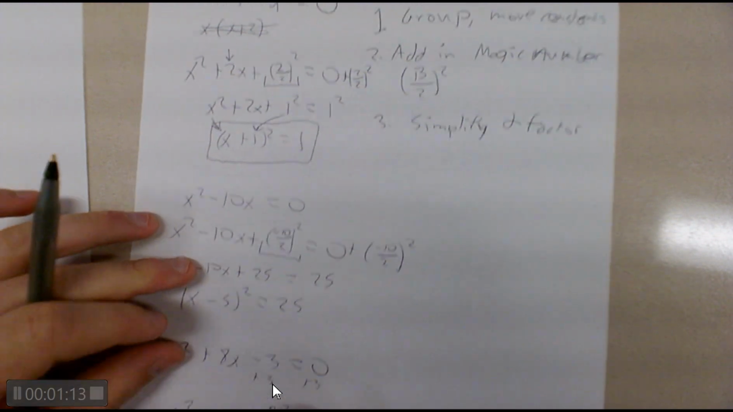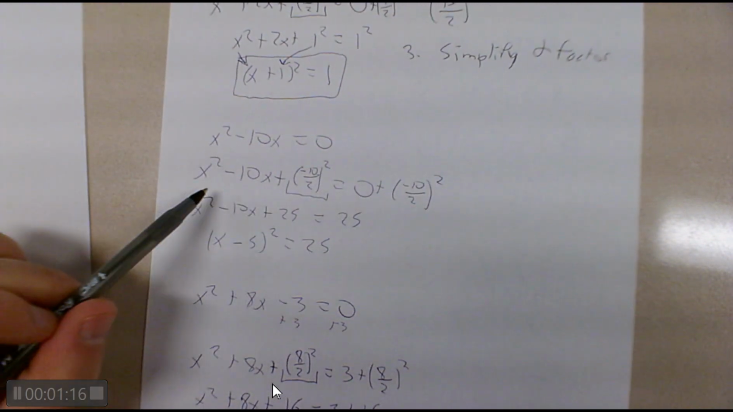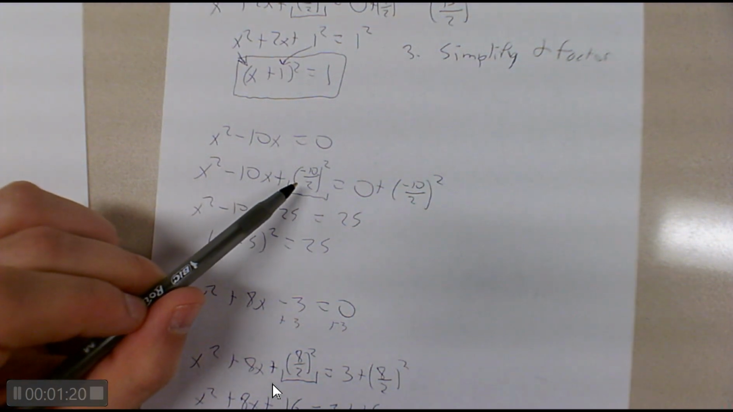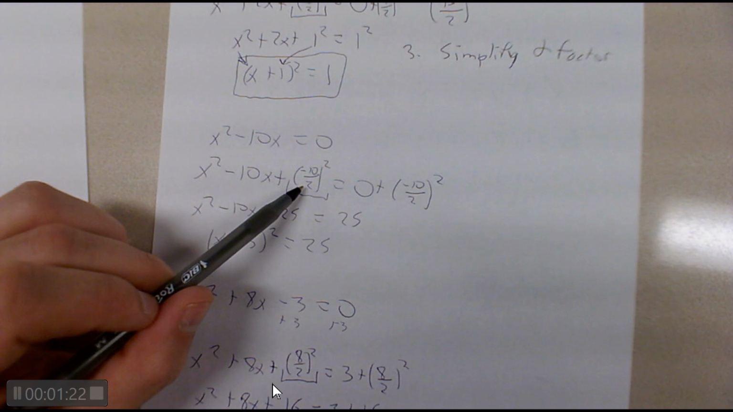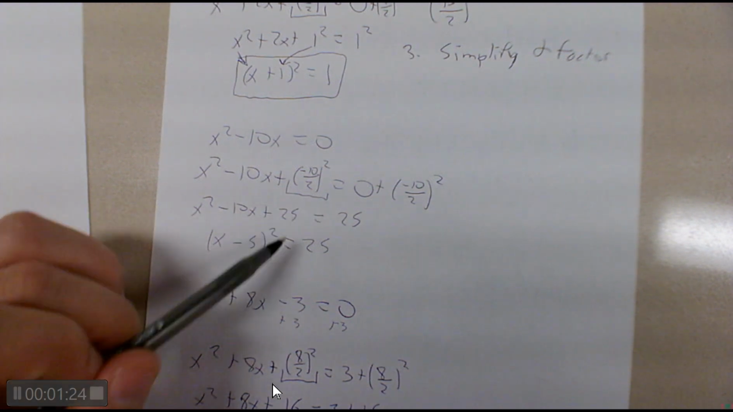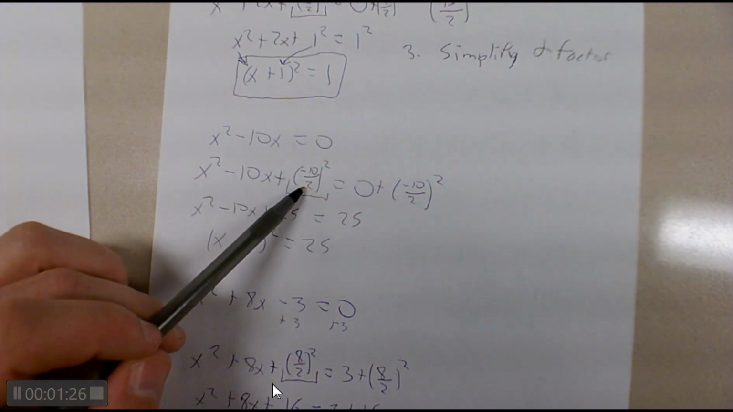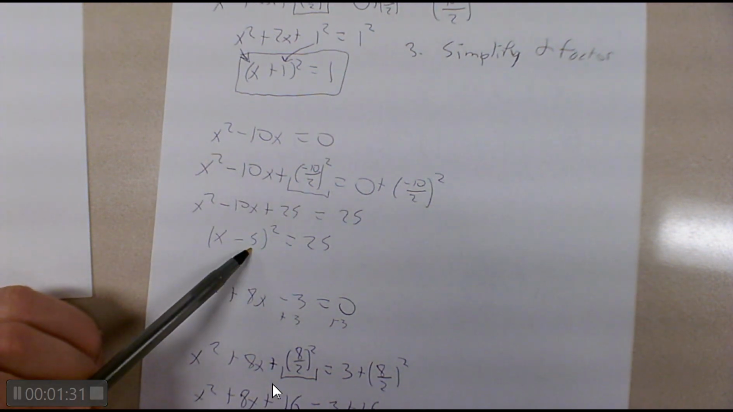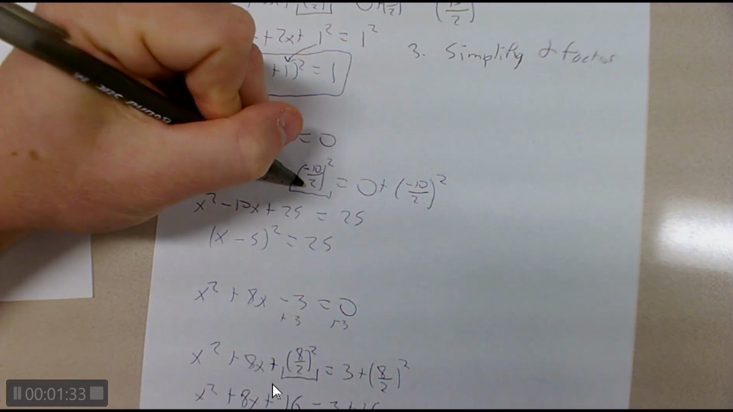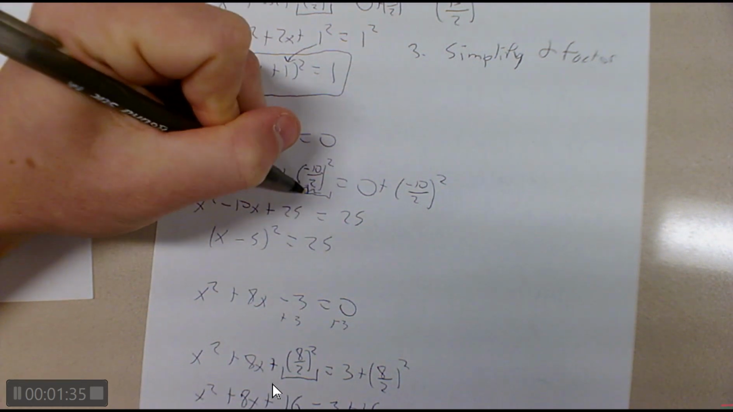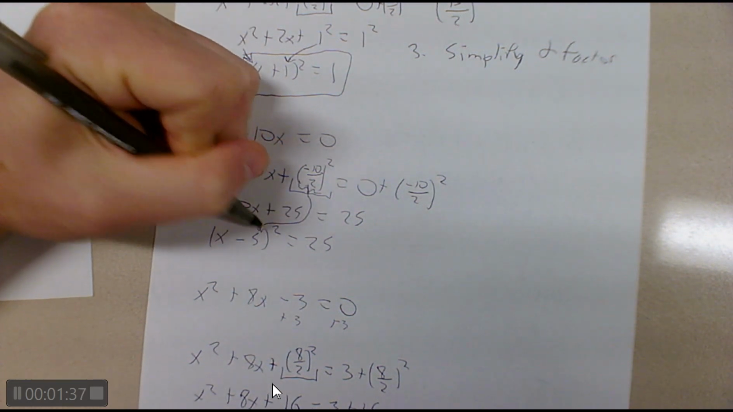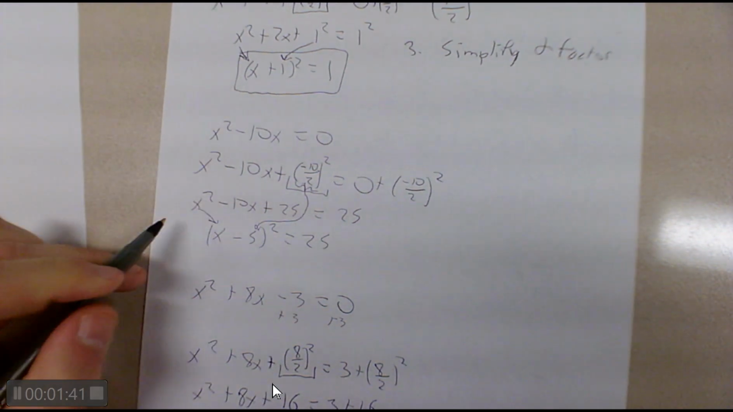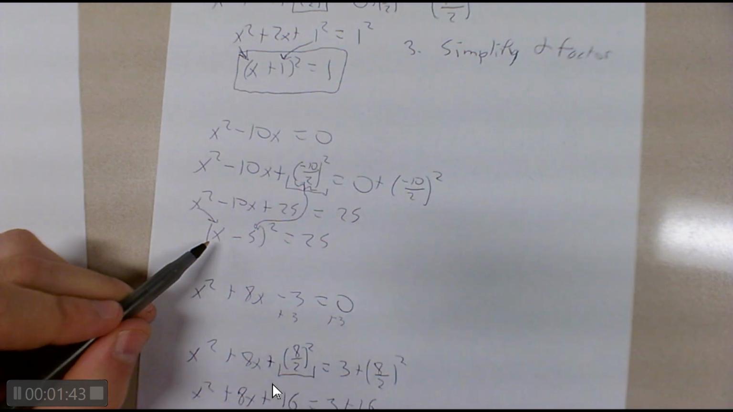Okay? If we go down to the next one, we have this negative 10, x squared minus 10x, and we added in the negative 10 over 2 squared. Okay? We simplified it, which we didn't really need to. If we just left this as negative 10 over 2, negative 10 over 2 is negative 5, right? So this negative 10 over 2 is the number that comes down to be in our factored form. Okay, this x is the number that comes down.